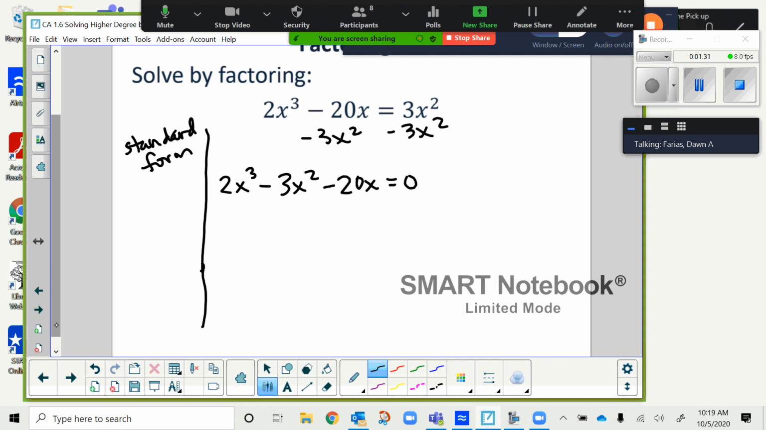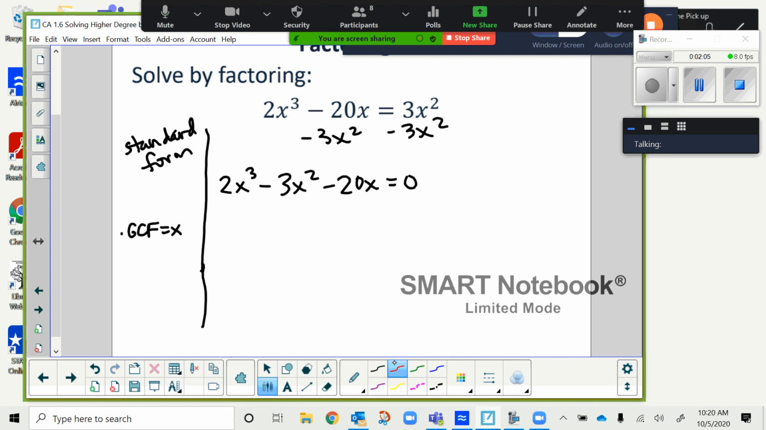If you look at each of those three terms, 2x cubed, negative 3x squared, and negative 20x, they all have 1x in common. They don't have any factors in the integers, the coefficients, in common. If you're looking at just the number pieces, the 2, the negative 3, and the negative 20, they don't have any factors in common, but they all have 1x in common. So we're going to start by taking a GCF of x and factoring it out.